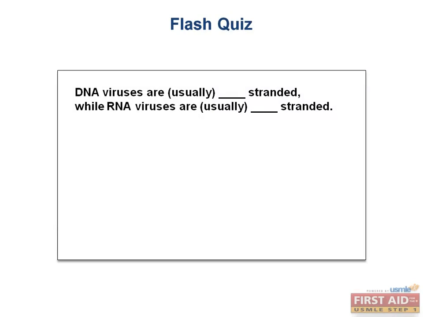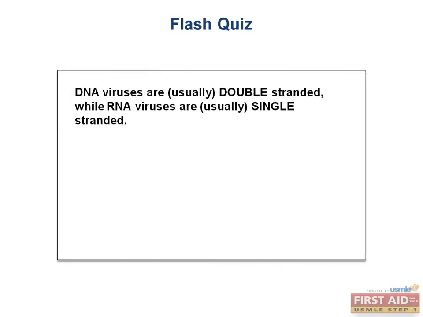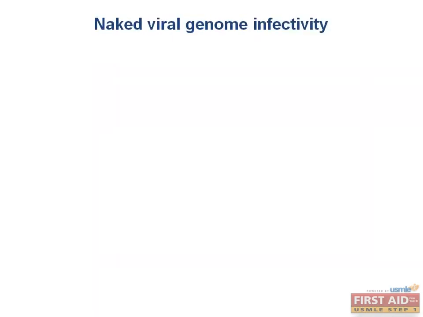Alright, flash quiz again. So, help me fill in the blanks. DNA viruses are usually blank-stranded, while RNA viruses are usually blank-stranded. Easy enough, right? DNA viruses are usually double-stranded, while the RNA viruses are usually single-stranded. Remember the exceptions.